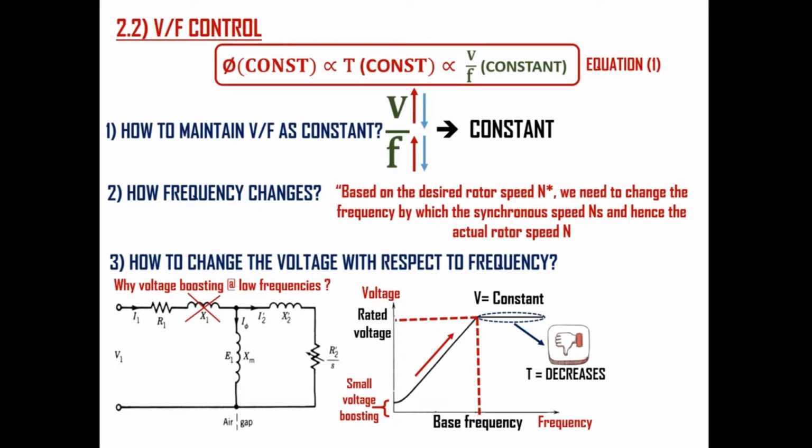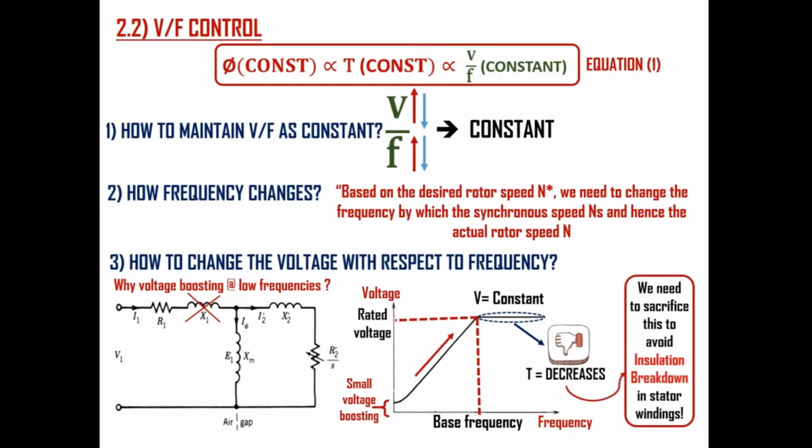We don't have any other way to maintain the ratio as constant. So, whenever we are operating beyond the rated voltage, we need to sacrifice the maximum available torque to avoid the insulation breakdowns in the stator windings.